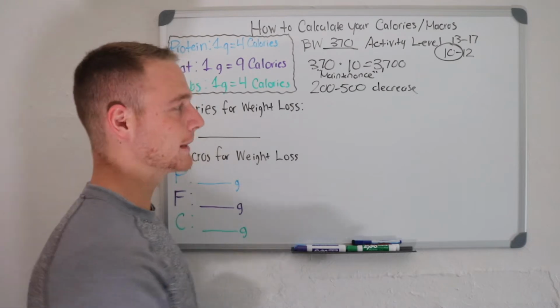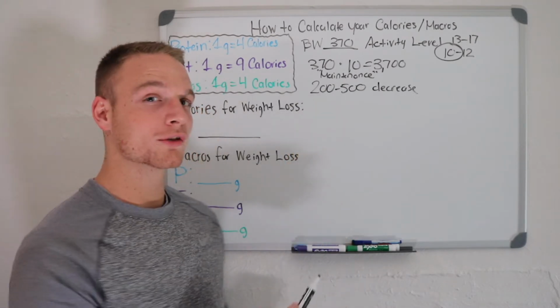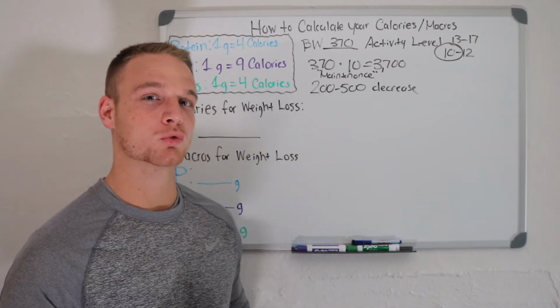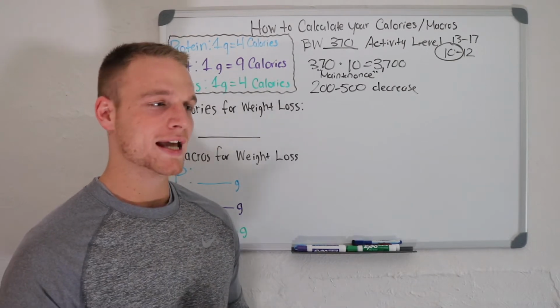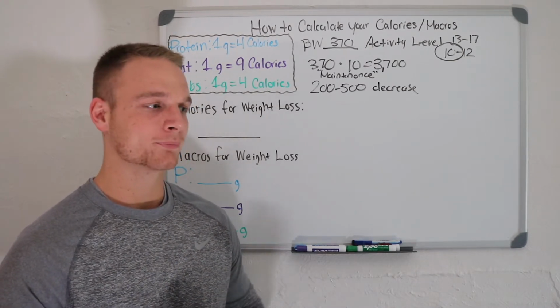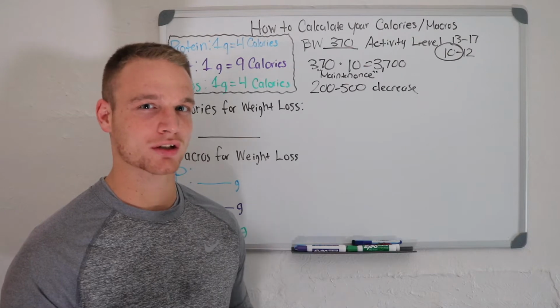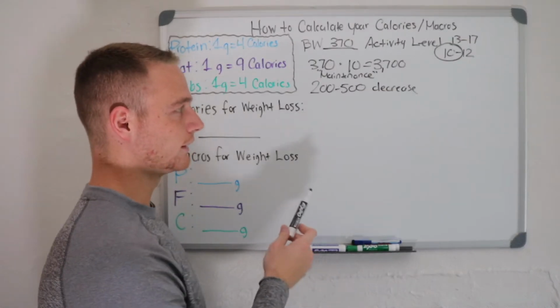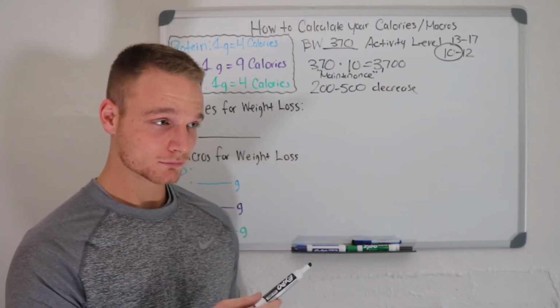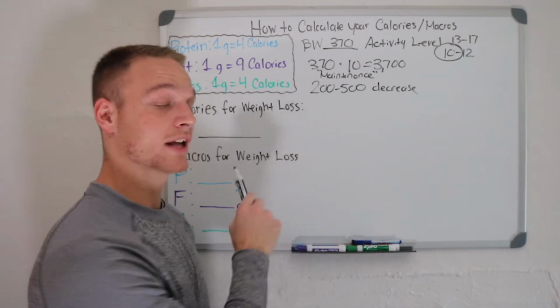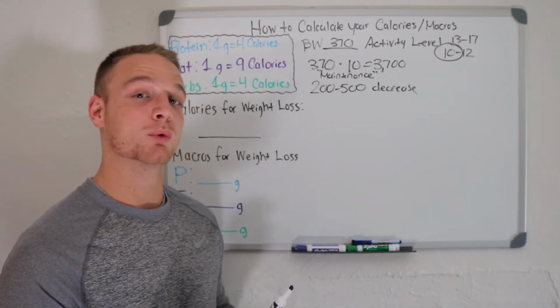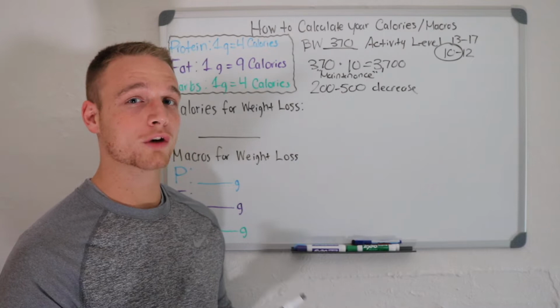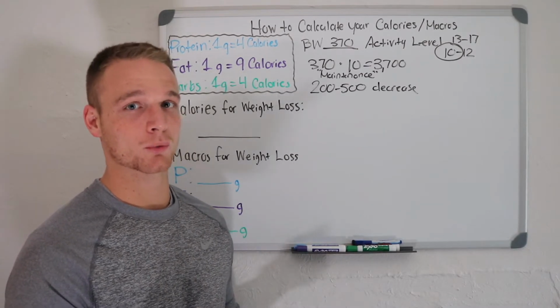So maybe you want to start with 200, or say you're prepping for a show or something where you really want to take a slow approach and you have time to mess around with your diet and adjust it accordingly, 200 would be good. Now for 500, I would say a 500 calorie decrease should be if you want to do an aggressive cut or if you're already obese or significantly overweight.